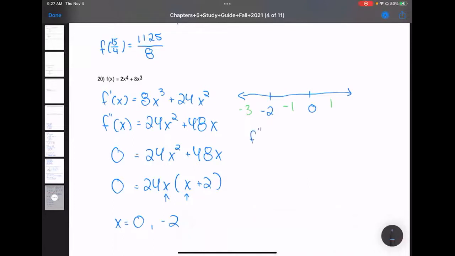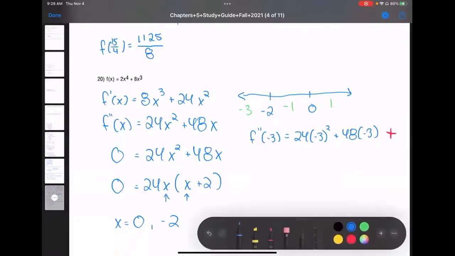So f double prime of -3 will give us 24 times -3 squared plus 48 times -3. And this will give us a positive number, I'm pretty sure. It'll give us a positive number. Just checked it on the calculator to make sure.